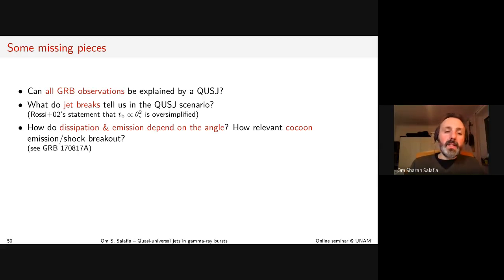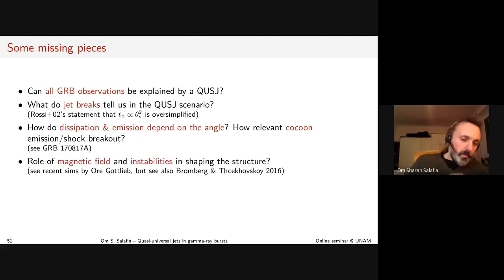And how relevant is the cocoon emission? Does the cocoon emit thermal radiation? Does it emit non-thermal radiation? Does it have an important shock breakout? So all of these have to be worked out in detail and are still missing. And obviously, the jet propagation model and the structure formation model that I described before is absolutely oversimplified.